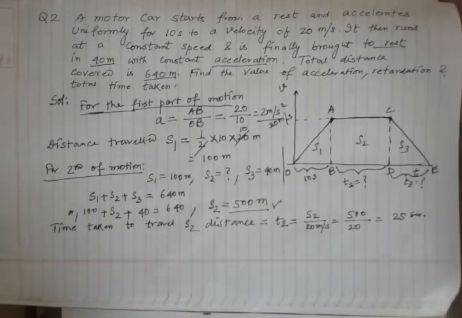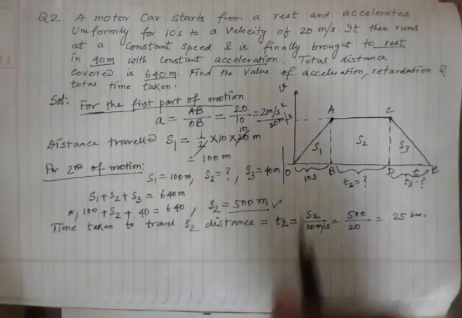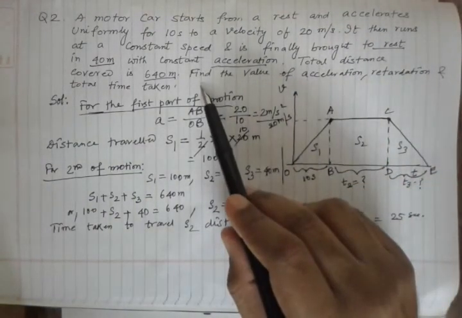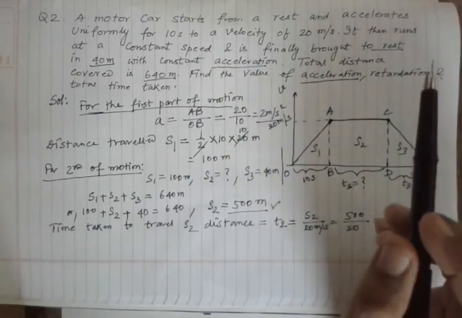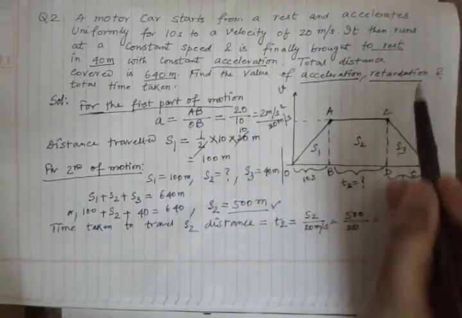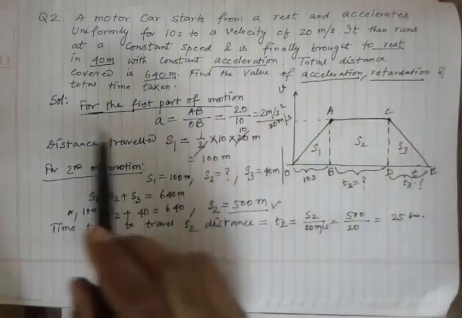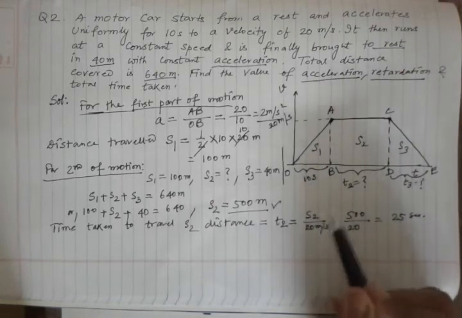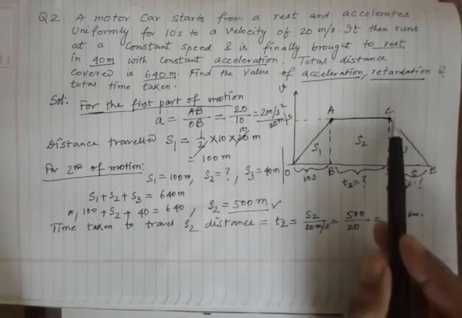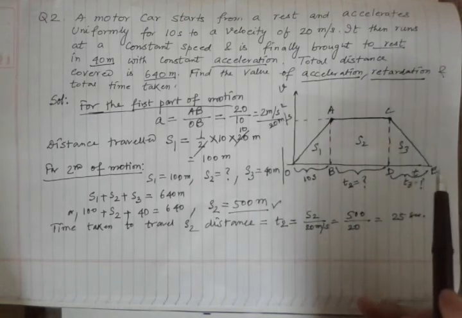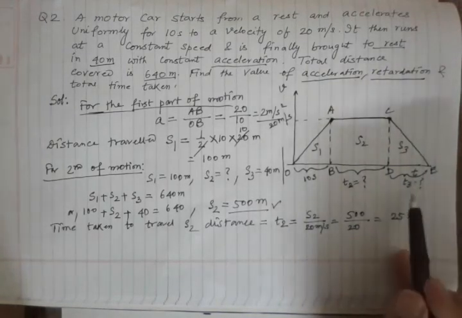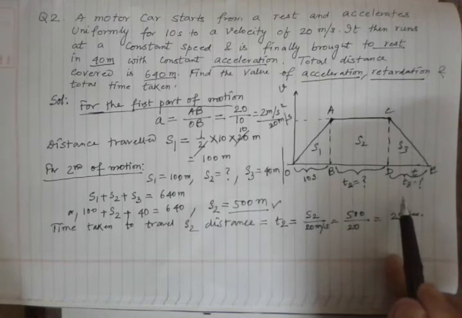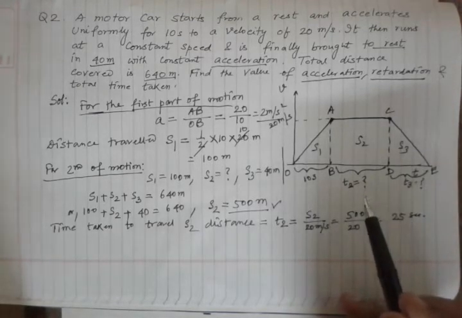So now in case of the third part of the motion, what do we have to find out? We have to check what things are given. First find the value of acceleration, already we found. Then you have to find out the retardation, and also the total time taken. So already we found T1 is 10 seconds, T2 is 25 seconds. So now you have to find out the retardation. But what we do not know is T3.